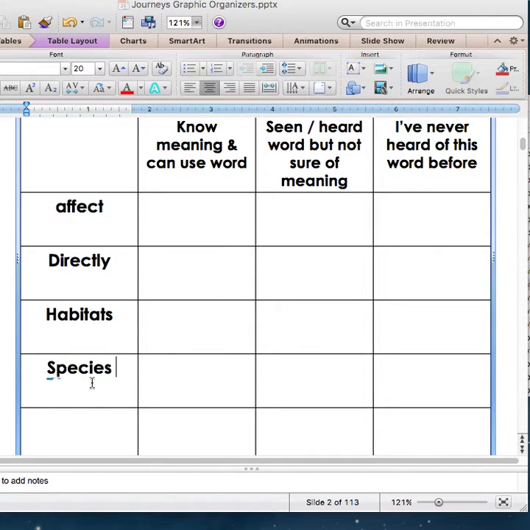Our next vocabulary word is species. Put it in whichever box makes the most sense for you. And our last vocabulary word is the word traces. Again, put an X or a check mark in whichever box makes the most sense for you.